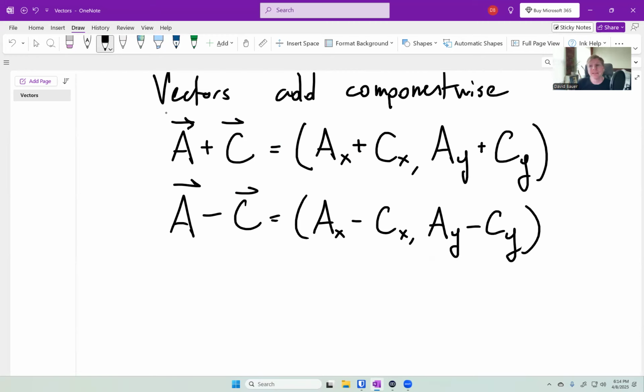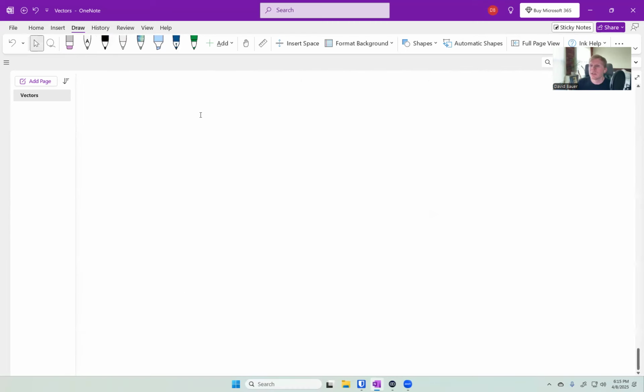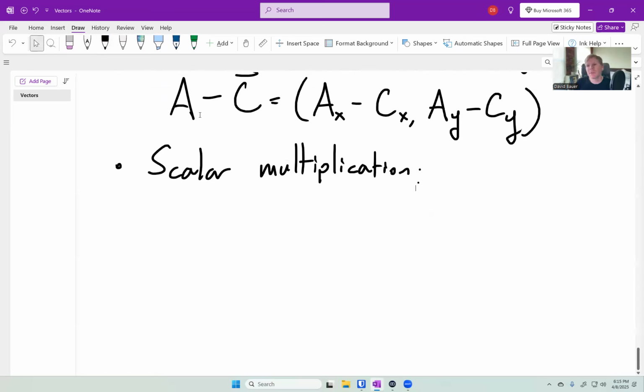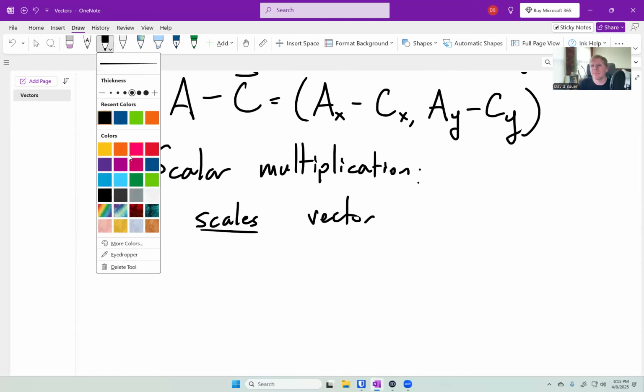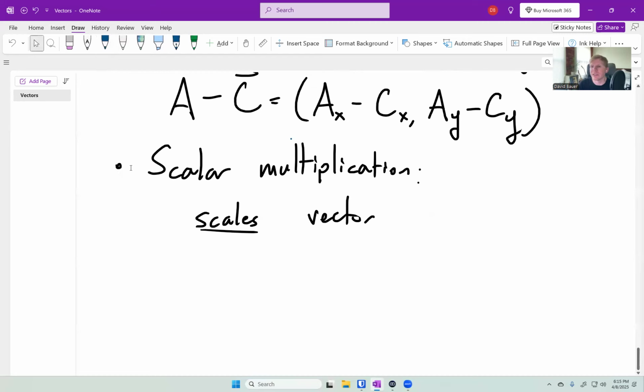Okay, the last thing that I want to be able to do with vectors is to multiply them by scalars, multiply by a number. So when I multiply a vector by a scalar, the reason we call them scalars is because multiplying a vector by a number scales the vector. And what I mean by scaling the vector is I increase or decrease its size.